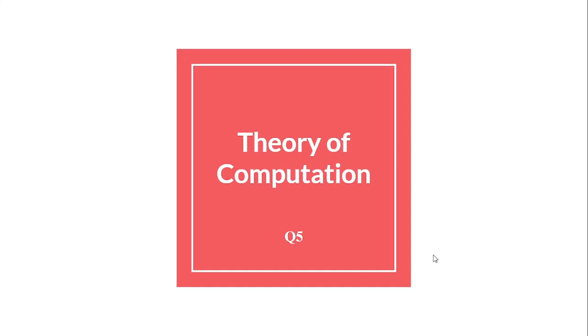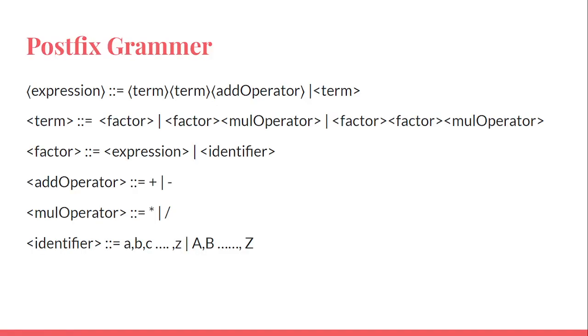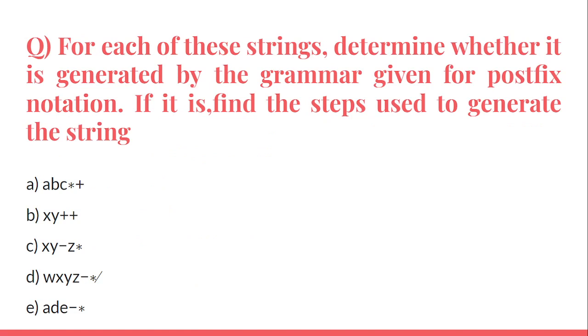Hello, in this video we will solve question number 5 of the first test document. The question given to us is: for each of these strings, determine whether it is generated by the grammar given for a postfix notation. If it is, find the steps used to generate the string. So we are given 5 strings and we have to check if these strings can be generated with the postfix notation grammar production rules, and if they are, we have to find the steps to generate them.